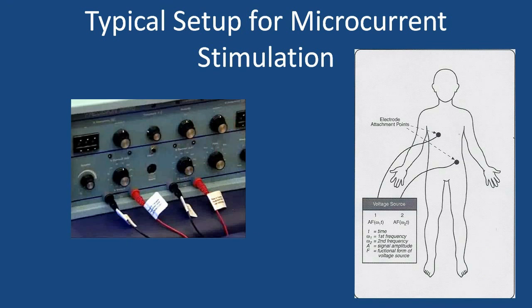This photo shows a commonly used FSM power supply that the operator adjusts to apply a current of fixed amplitude. This is typically 10 to 100 microamps and chosen frequency for a specific duration. This diagram on the right shows the placement of two electrodes on a patient.